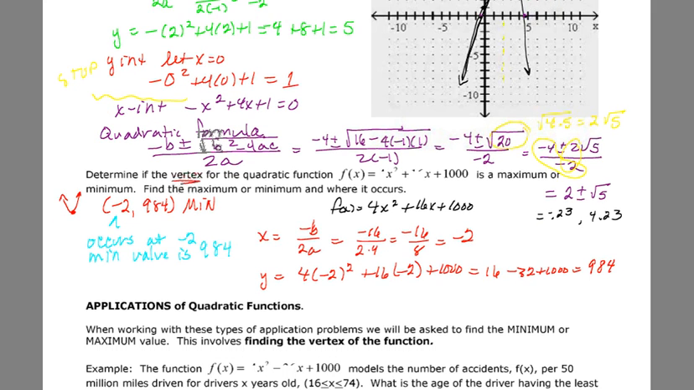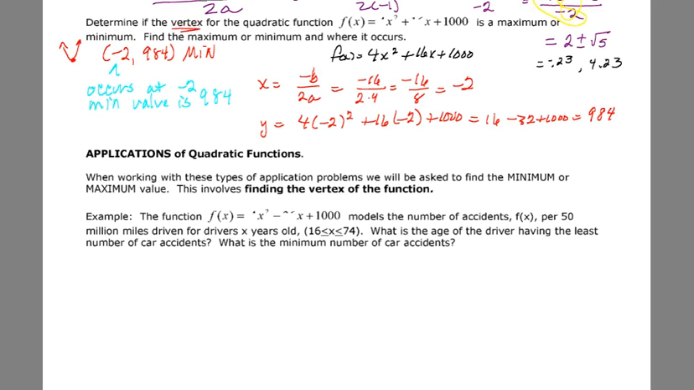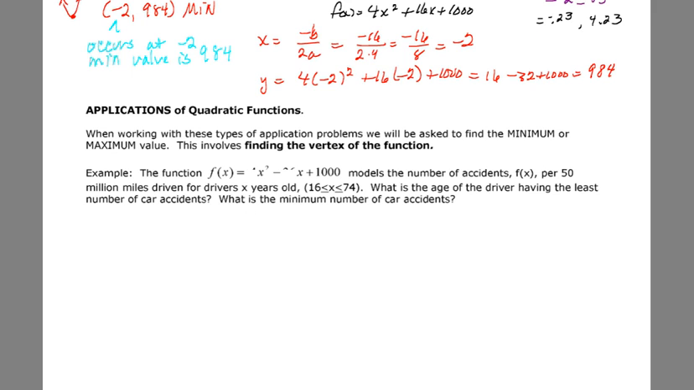Last thing is to look at some applications. What we're going to notice, I only picked a certain type of application for these to look at. They had several, and I was just trying to streamline for this summer how I wanted to do it, so I only picked a certain type. But what you'll notice in the applications is they will always either ask you for a min or a max, which means they want you to find the vertex. And we've already figured out how to find the vertex in the two situations we saw earlier. So we'll work on basically just finding a vertex.